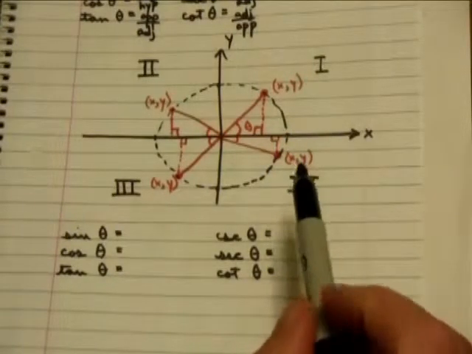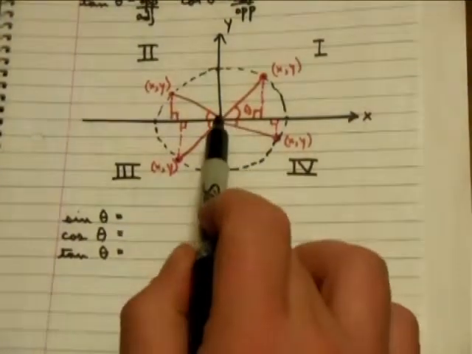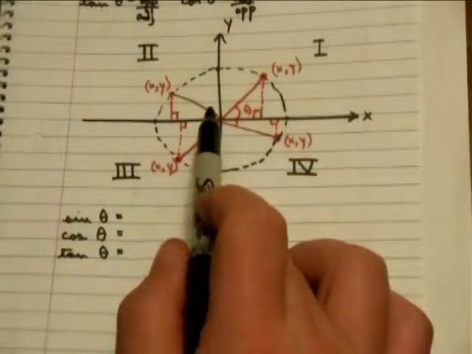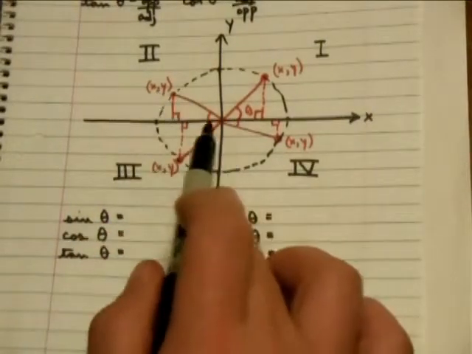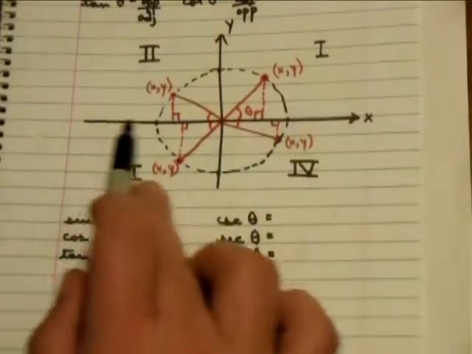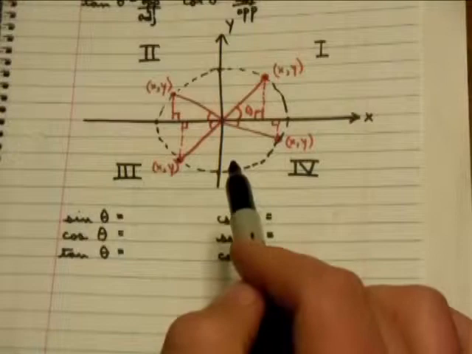Now, when you're dealing with the unit circle, you generally want to refer to the angle, which is sometimes called the reference angle, as being the angle that your side makes with the x-axis. So that's sometimes called the reference angle.